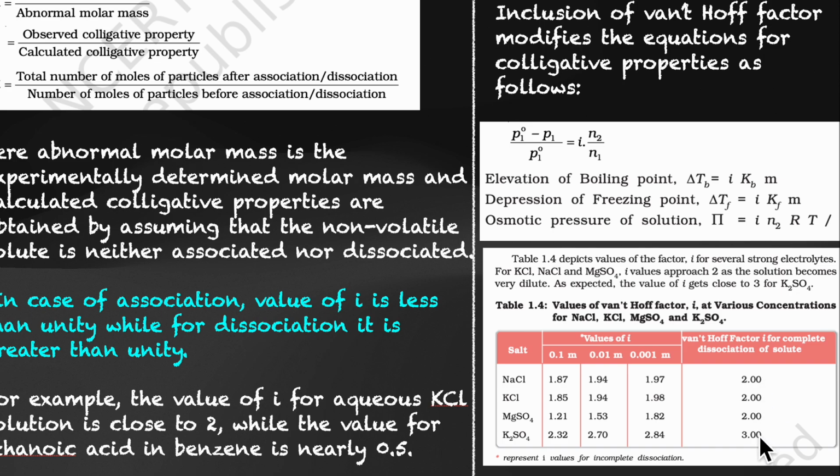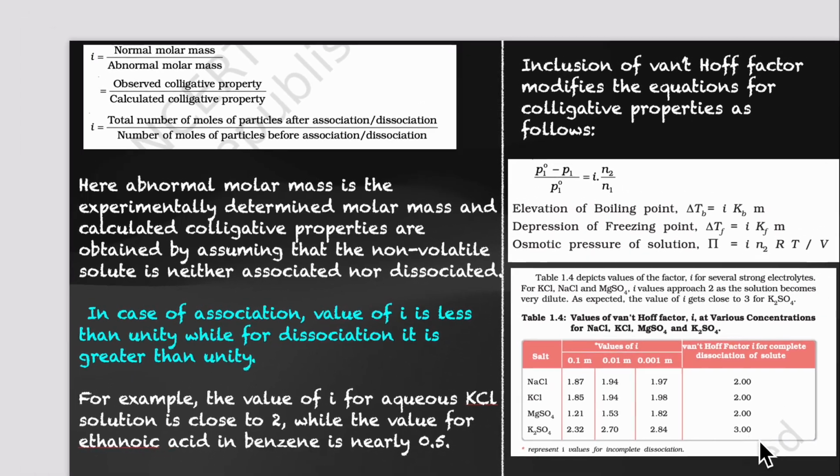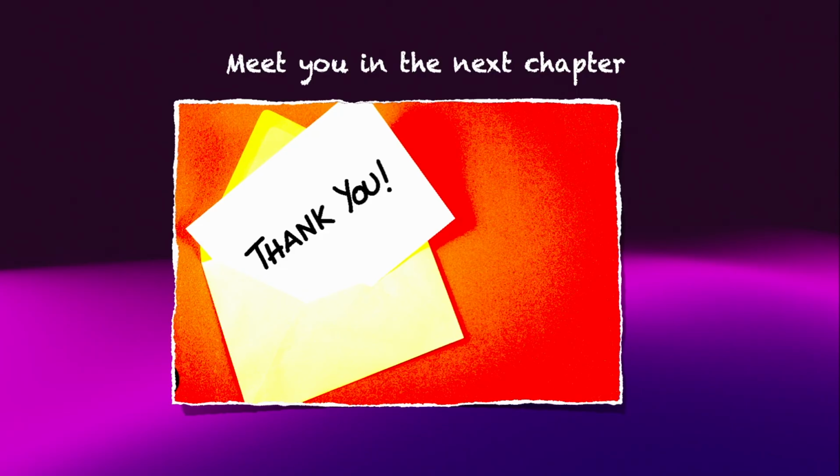These values of i are for complete dissociation, whereas for incomplete dissociation we have 1.87, 1.94, 1.97. Then it is incomplete dissociation. But when it is complete, these are the values for i. That's it. We come to the end of the chapter.